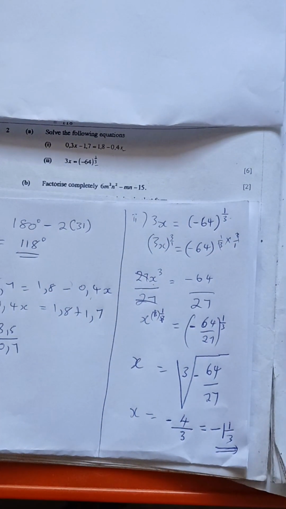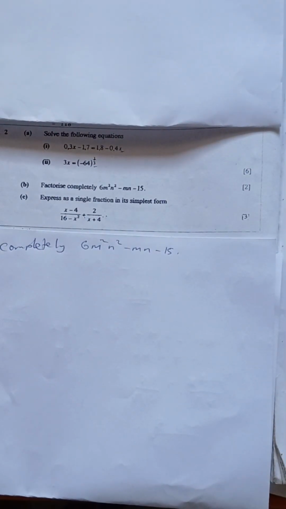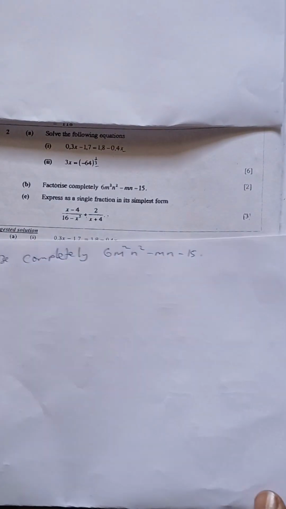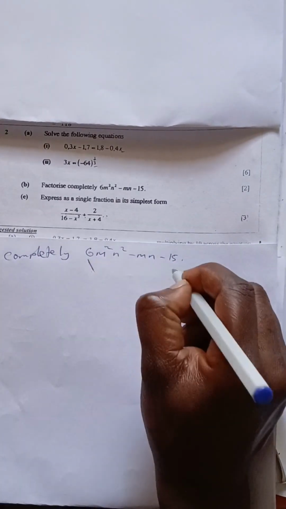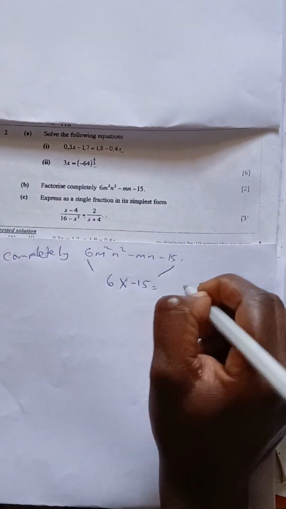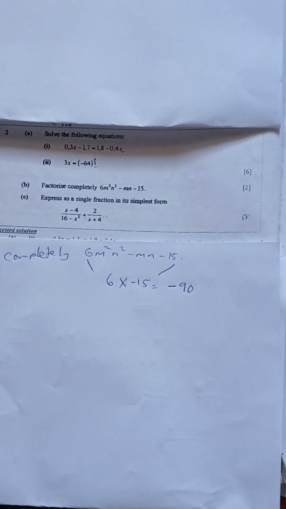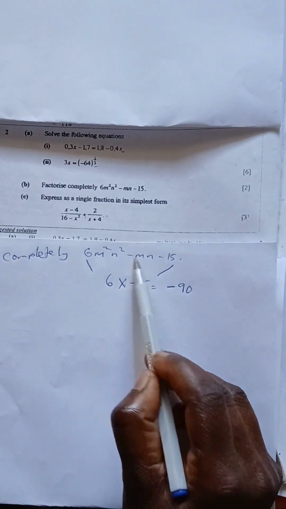Let's quickly move on to part B, factorize completely. We want to factorize this one, right? So to factorize this one completely, what you need to do is to multiply this 6 and this negative 15 first. So what we get? Negative what? 90, right? So we now want to find 2 numbers that we multiply to get negative 90, but at the same time we add or subtract those numbers to get this negative 1 mn, right?